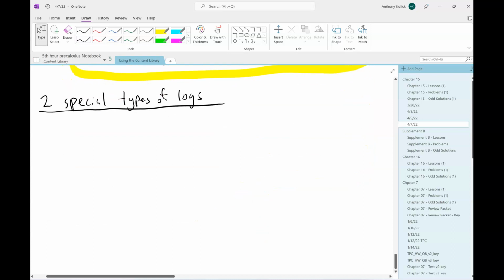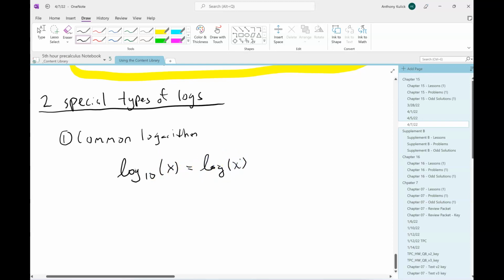There are two special types of logarithms that we're going to make mention of. The first one is the common logarithm. The common logarithm is log base 10. But we, as mathematicians, have decided that we're never going to write the base. We're just going to write log with no base, and everybody's going to understand that that means log base 10.